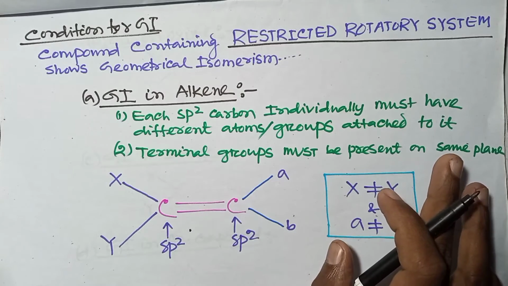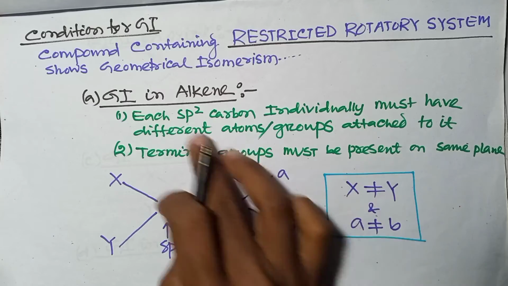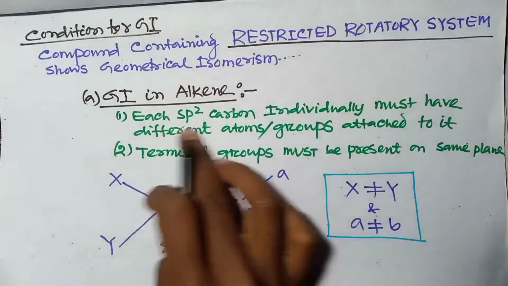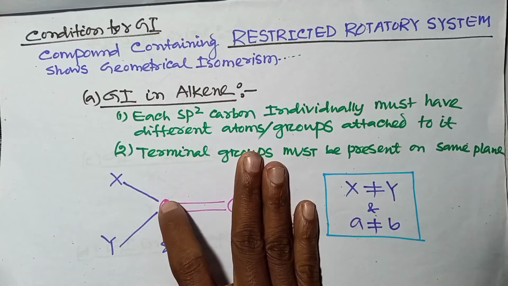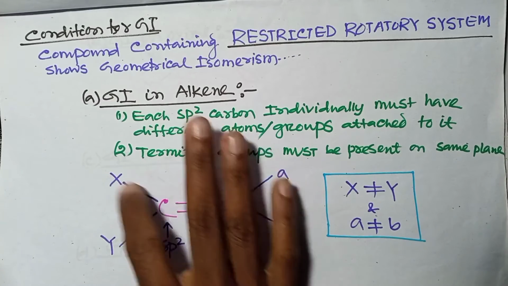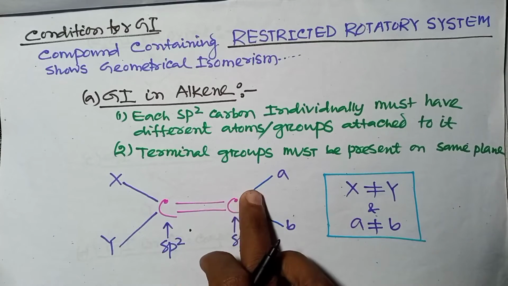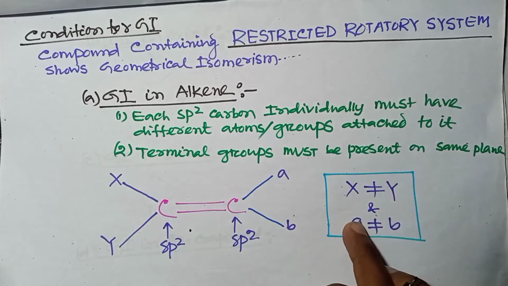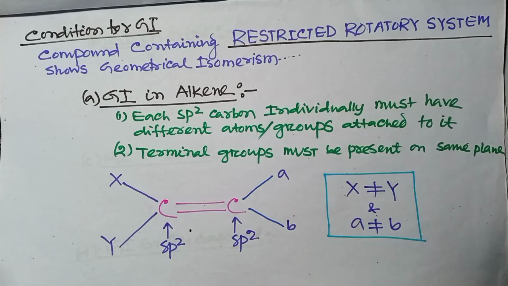And the terminal groups must be present on the same plane. So each carbon should individually contain different atoms or groups. This carbon should be attached to two different groups, and similarly this carbon also should be attached to two different groups. That means X should not be equal to Y and A should not be equal to B. Then in that case this alkene will show geometrical isomerism.